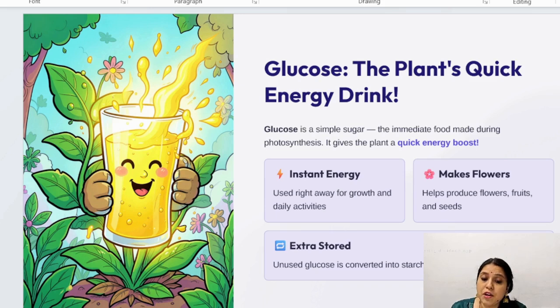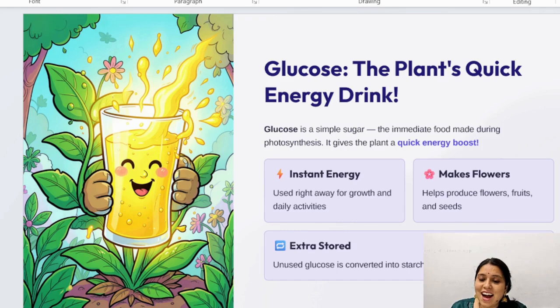If they make extra glucose, what happens? Does the plant throw it away? No, right? So what does it do? Plants store extra food as starch, like you do. Starch is just like a lunch box packed for later.